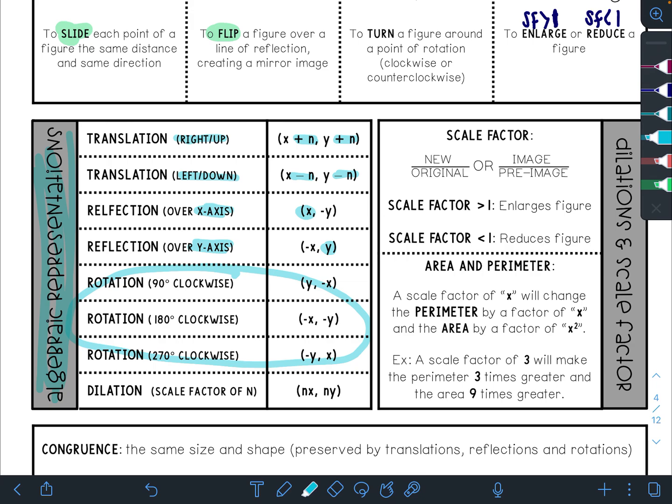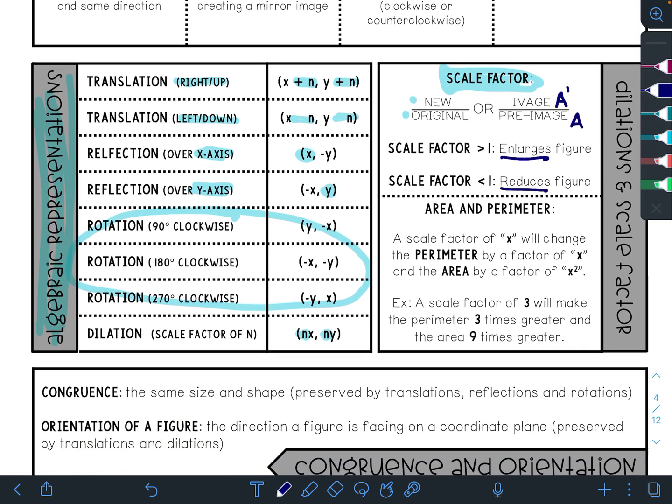For a dilation, we always know that we multiply our x and y by whatever the scale factor is. Again, to find our scale factor, we take our new over our original, or our image over pre-image. So image would be like A prime, and pre-image would be where we started before, like A. If our scale factor is greater than 1, that makes my shape bigger. If it is less than 1, it makes my shape smaller.